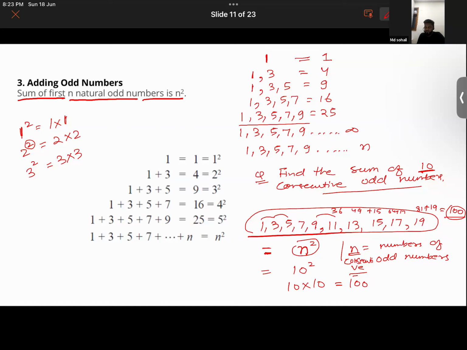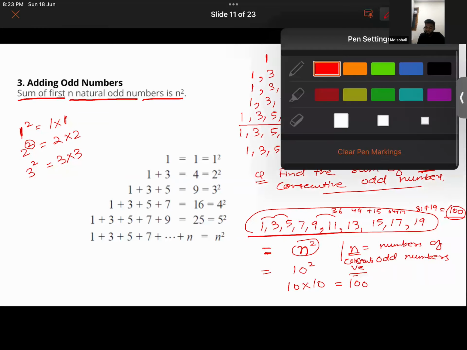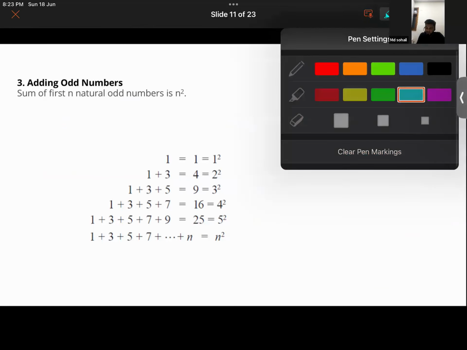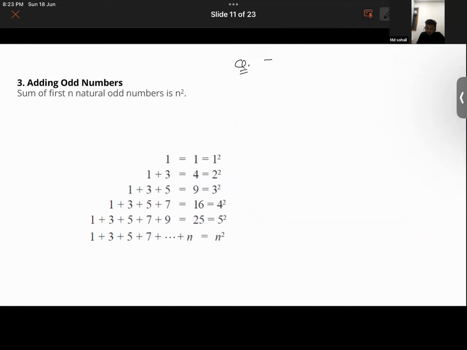Or let's say you are told to find the sum of 12 consecutive odd numbers. The question is, find the sum of 12 consecutive odd numbers. Now find out this one. The formula you are required to use is n square. And what is n here? It is simply the number of consecutive odd numbers.